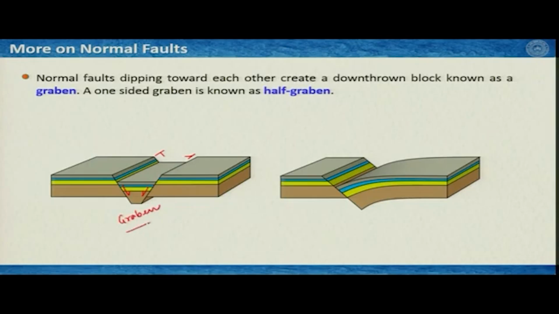You can also have something called half graben, where you do not form the other conjugate set, but one set is extremely prominent, and these are known as half graben.